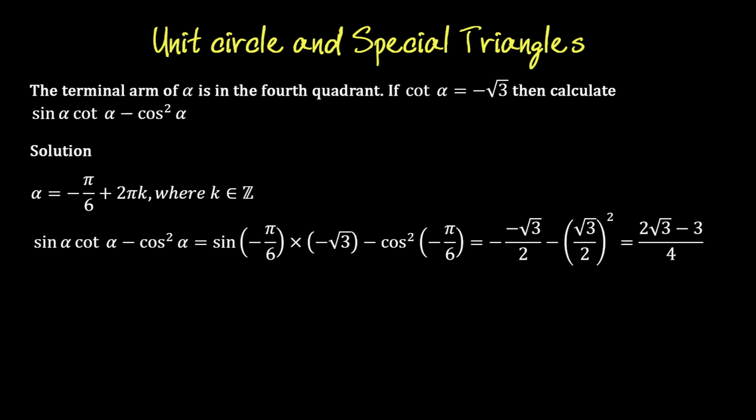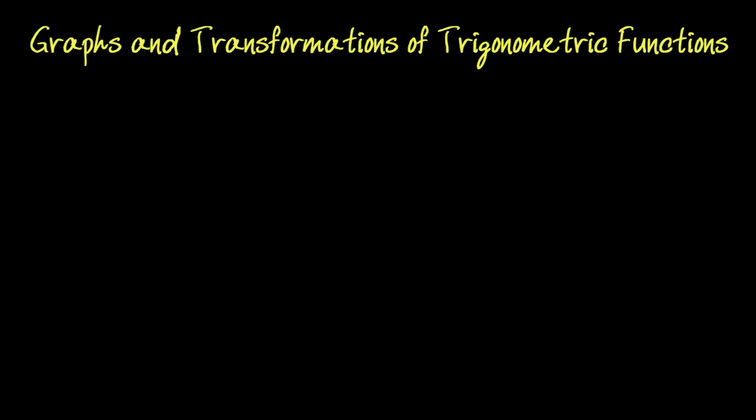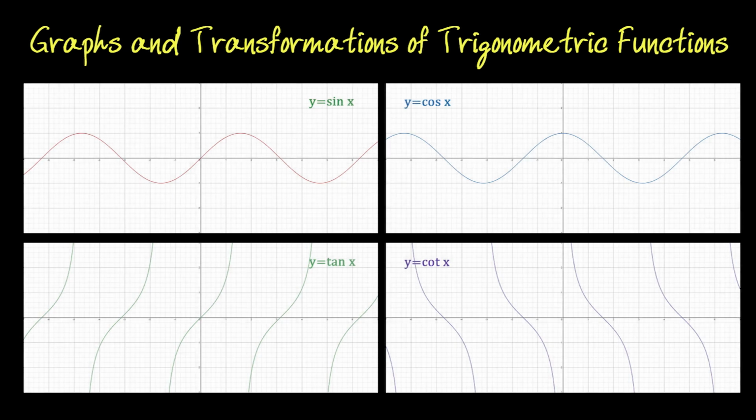Now let's move on to our last topic, graphs, and transformation of trigonometric functions. Here you can see the graphs of four trigonometric functions: y equals sine of x, y equals cosine of x, y equals tangent of x, and y equals cotangent of x. The sine and cosine functions have the same period of 2 pi, amplitude of 1, maximum of 1, and minimum of -1. The tangent and cotangent functions have the same period of pi. Vertical asymptotes of the tangent function are at pi divided by 2 plus pi k, where k is an integer. Vertical asymptotes of the cotangent function are at pi k, where k is an integer.